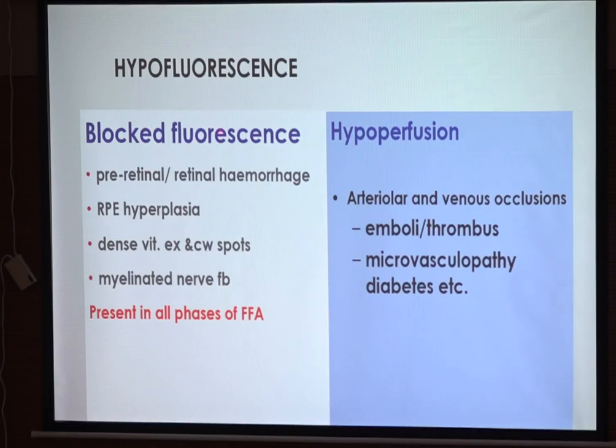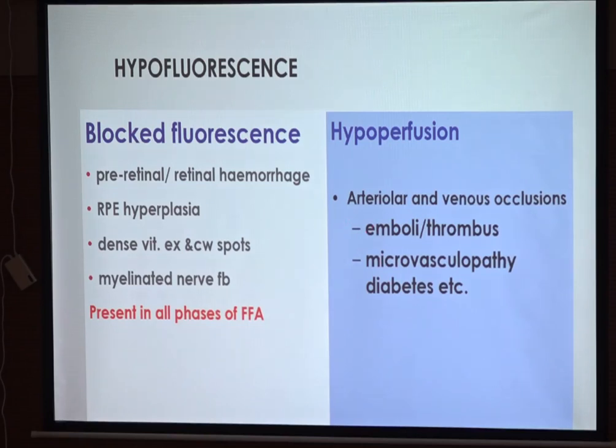Now hypofluorescence can be blocked hypofluorescence or it can be hypoperfusion. Blocked hypofluorescence is present in all phases of the angiogram, does not decrease or increase in size. It stays the same because it could be preretinal, it could be intraretinal. You could see the retinal vessels, you may not see the retinal vessels. Then hypoperfusion would decrease in the later phases.